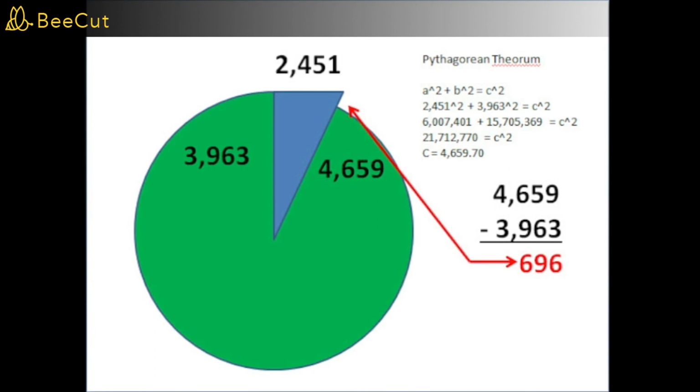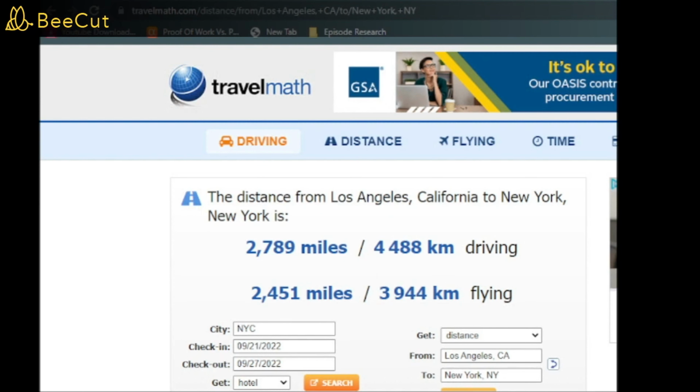Subtracting out the 3,963, and we get 696. So then that 696 miles is the drop from flat Earth to curved Earth. The interesting thing is, 2,451 is the distance in miles from Los Angeles to New York.